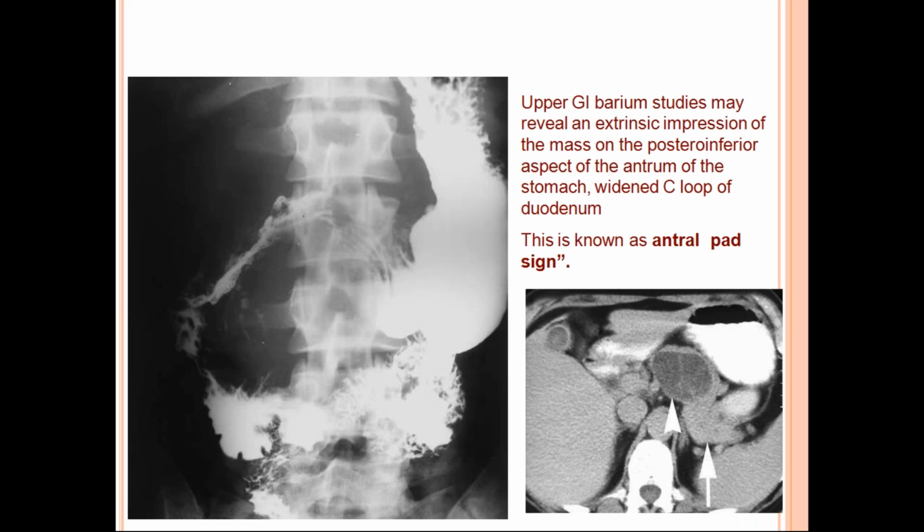One more is the antral pad sign. This is seen in upper GI barium studies. This reveals an extrinsic impression of the mass on the posterior inferior aspect of the antrum of the stomach and widened C-loop of the duodenum. See, this is the tumor. And you can see there will be the antral pad sign, that is, widening of the C-loop of the duodenum. This is the stomach, and there will be antral lift up.